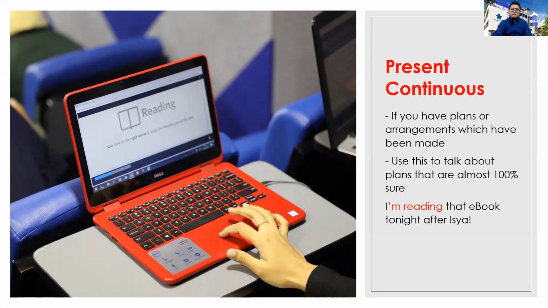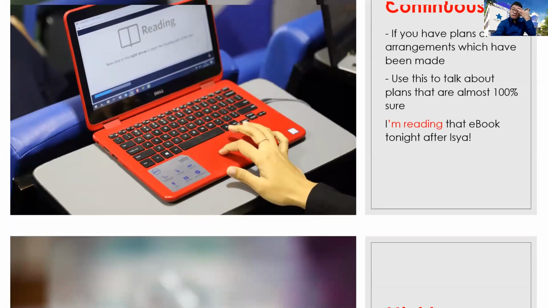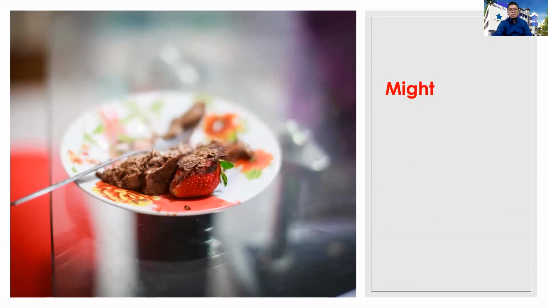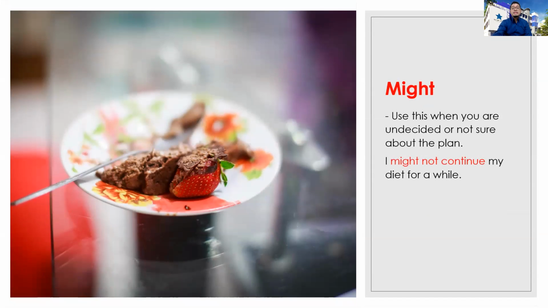And last one, this is used when you are not very sure about the future or when you want to predict something that might or might not happen. Okay, so you use might, yeah. For example, during this COVID-19 outbreak, I'm not very sure whether I can keep up with my diet because some restaurants are closed, especially for the vegetarian-based restaurants.